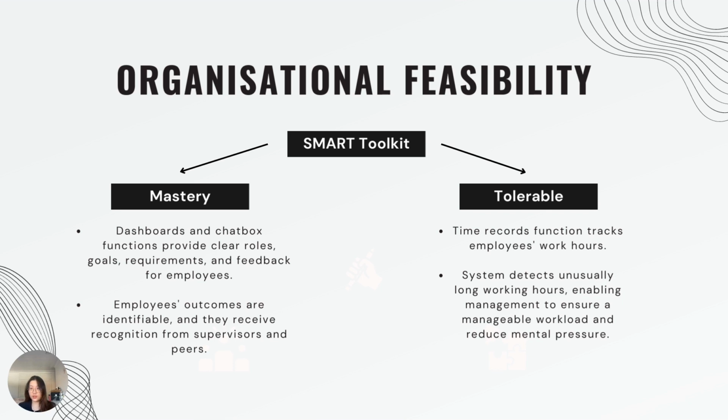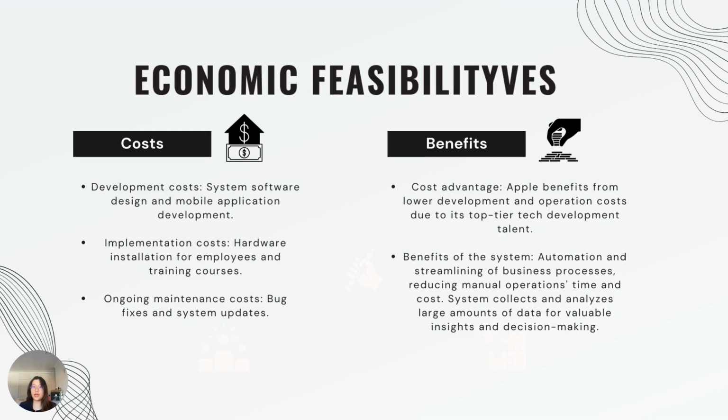From the tolerable perspective, the time records functions can record how long the employees spent on their work. The system will detect employees who are working unusually long hours, thus helping the management of Apple to ensure that they are giving them the right amount of work, which should make sure the employees can work with manageable mental pressure. Thirdly, I will talk about the economic feasibility.